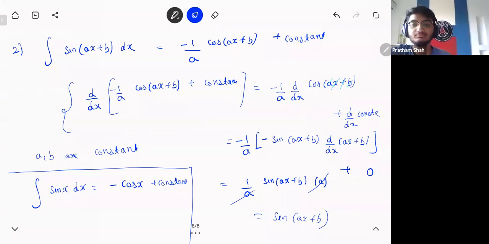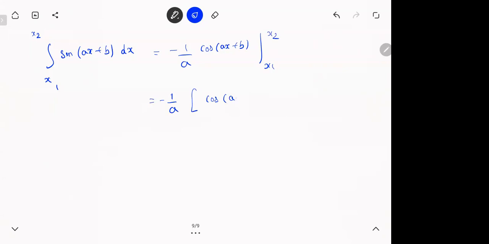Now, same thing, meaning it's still not over. What if I keep limits? So sine ax plus b dx, limits from x1 to x2. Minus 1 by a cos ax plus b, limits x1 to x2. Put x2, so ax2 plus b. Put x1, ax1 plus b. That is a definite integral.